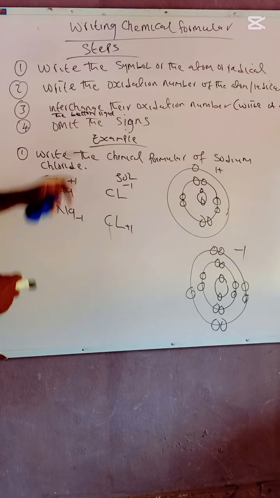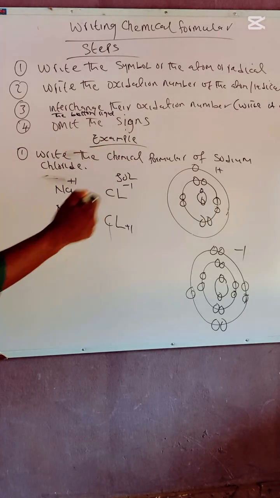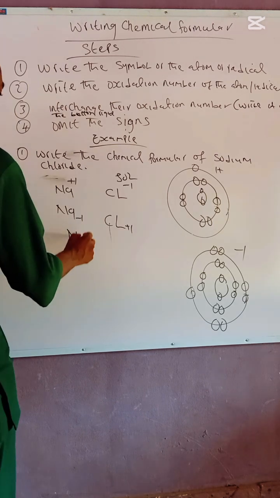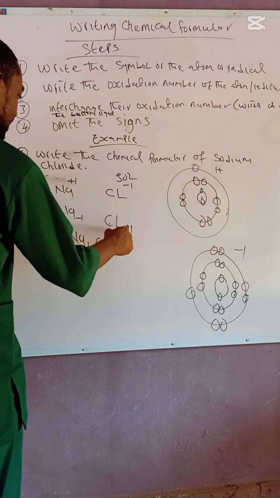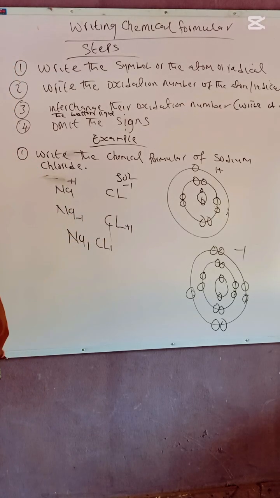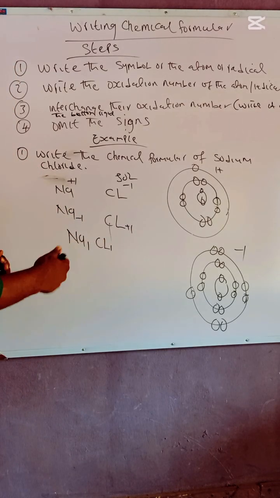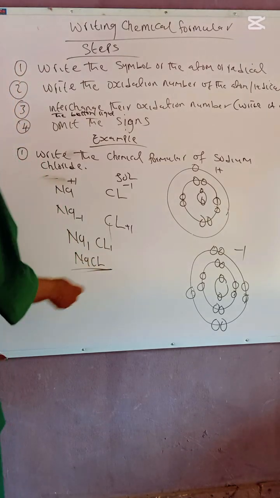Then they say make we do wetin? Make we omit the sign for number 4. That this we go clean the sign. You go clean the sign. So you go write sodium. You no go write the sign again. You go write 1. You write chlorine. You no go write the sign. This sign na plus and minus. You write 1. You no dey write 1 for chemical equation. So you go clean the 1.